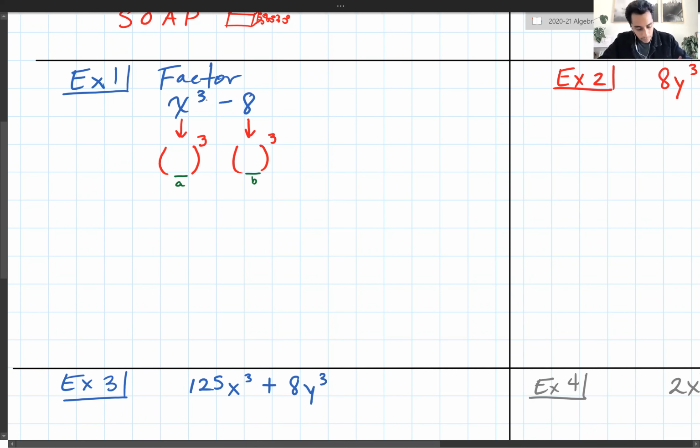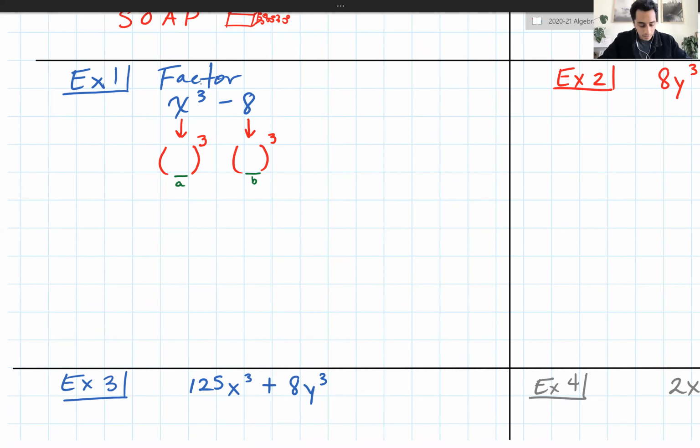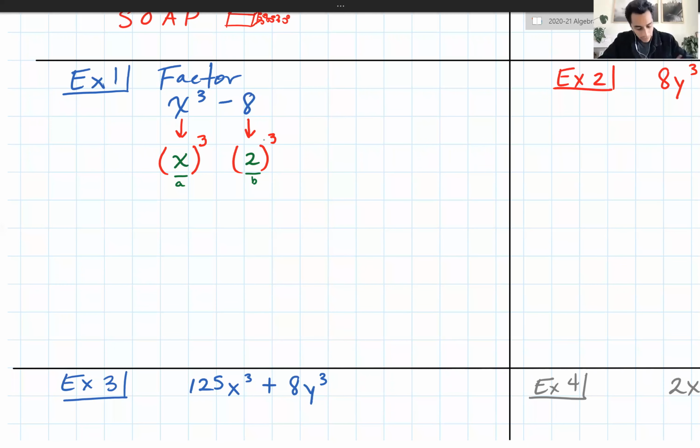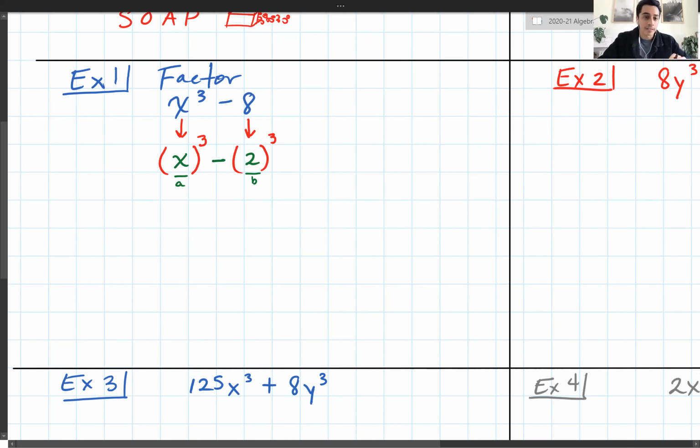All right, so think about this first one, x to the third. What did I have to take to the third power in order to get x to the third? What must the variable have been? Yeah, the variable must have been x. And then what number did I have to cube to get 8? And Furman helped us out. That would have to be 2, right? It's 2. 2 to the third gives us 8. And then obviously it's still that minus sign in the middle. So this is a difference of cubes.